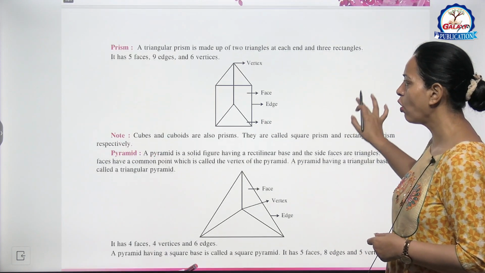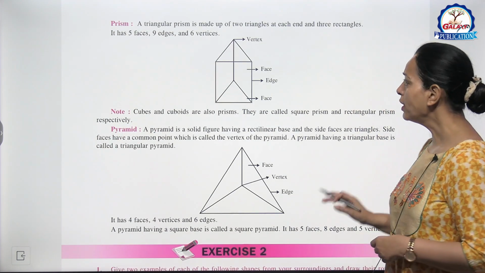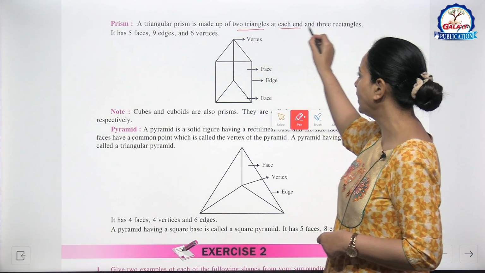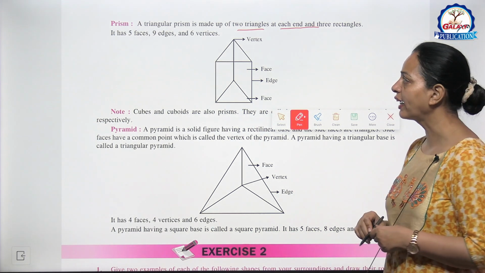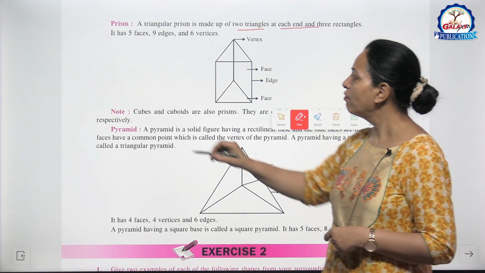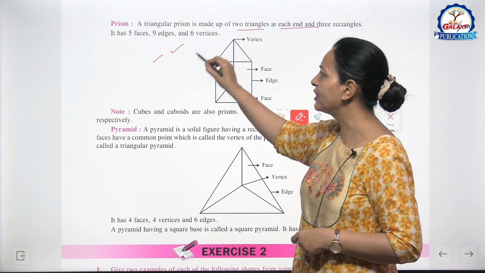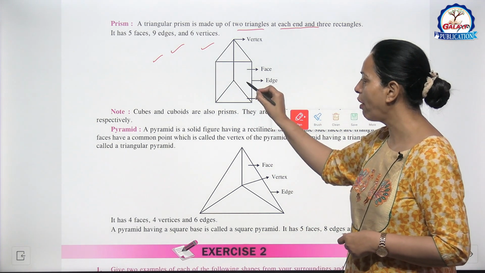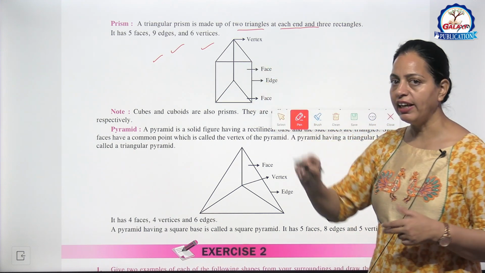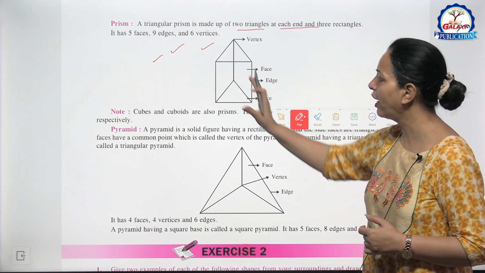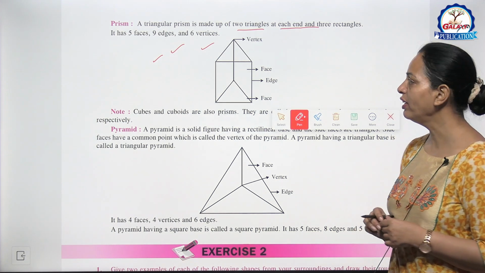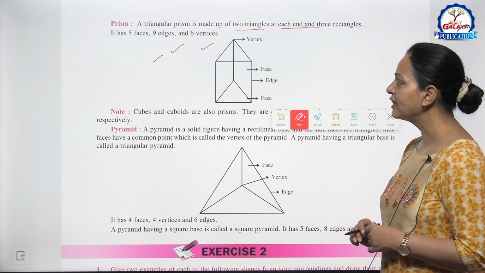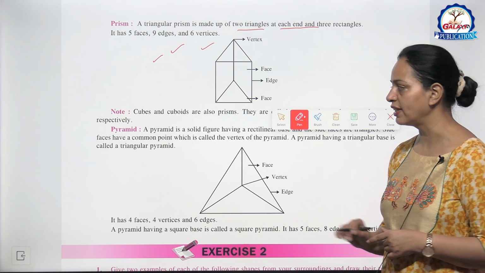The next we are talking about a prism. A triangular prism is made up of 2 triangles at each end and 3 rectangles. It has 5 faces, 9 edges and 6 vertices. Okay, its base is also a triangle and its ceiling is also a triangle, and what is on the side? Rectangles, 3 rectangles. So it has 5 faces, 9 edges and 6 vertices, right?